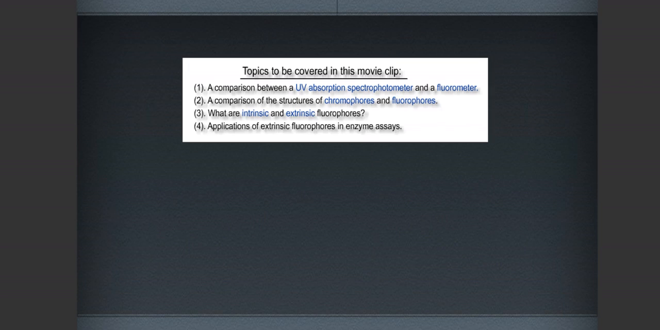The following topics will be covered in this movie clip. First, a comparison between a UV visible absorption spectrophotometer and a fluorometer. Second, a comparison of the structures of chromophores and fluorophores. Third, what are intrinsic and extrinsic fluorophores? Fourth, applications of extrinsic fluorophores in enzyme assays.